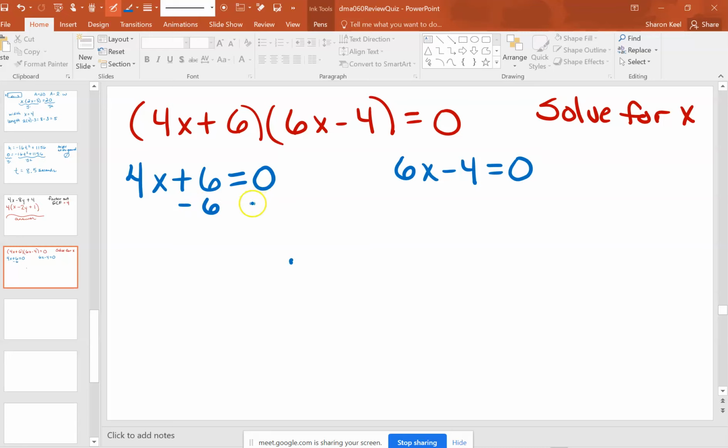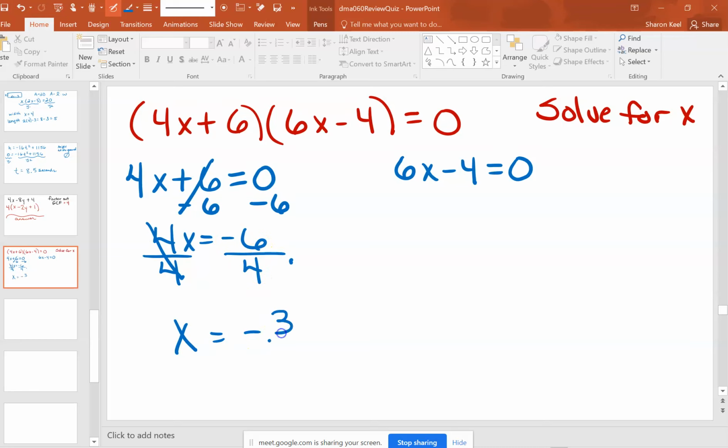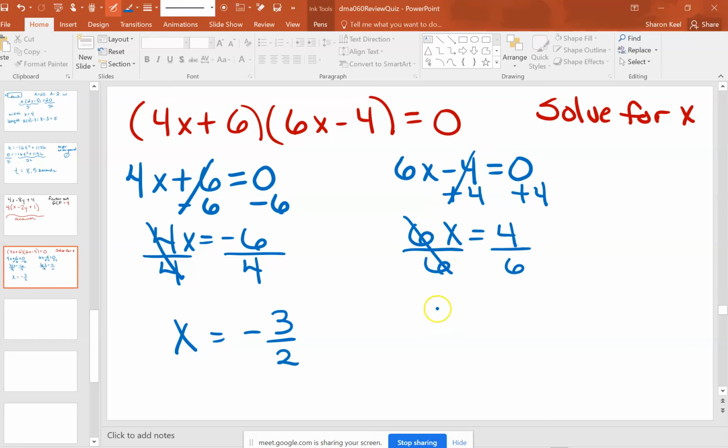So we're going to start on this one by moving the 6 over and subtracting it. So 4x gives us negative 6. We're going to divide both sides by 4. And when we simplify the fraction negative 6 over 4, we get a negative 3/2. For this second part, we're going to move the 4 over by adding it. We're doing the opposite operation. So 6x equals 4. We divide both sides by the 6 to make the 6 cancel. And x is equal to this fraction we reduce to 2/3.